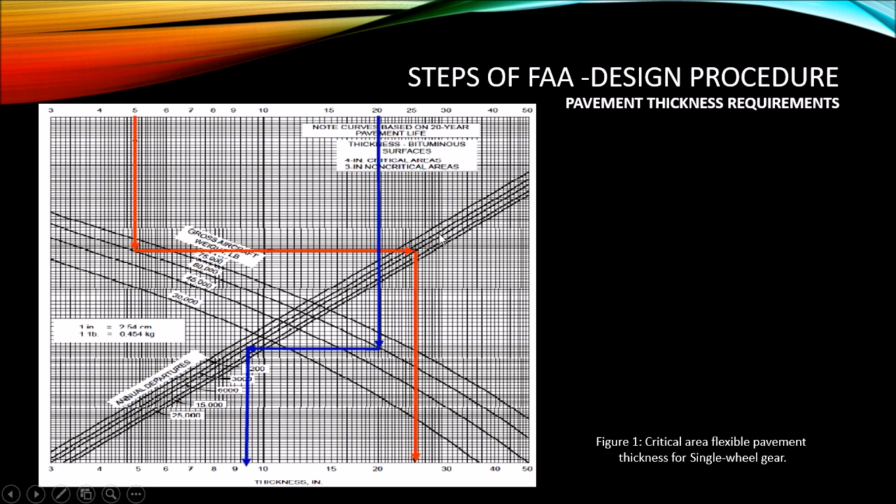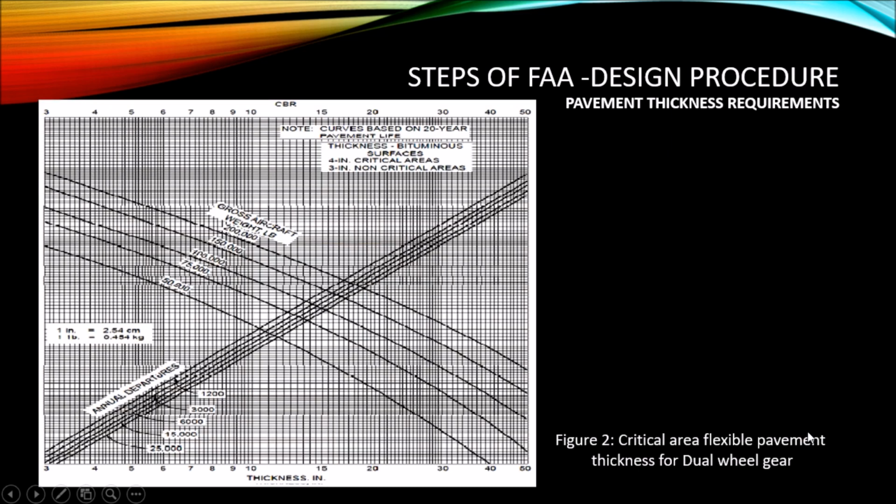For all aircraft types, we have the ones for the single wheel gear. We also have the next one here, which says critical area flexible pavement thickness for dual wheel gear. So you can see this one is still the same pattern.